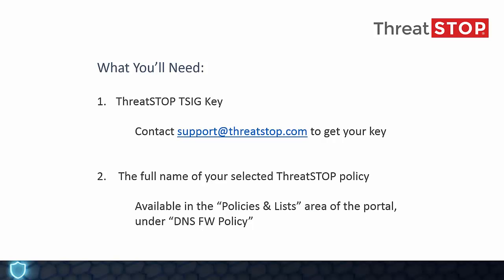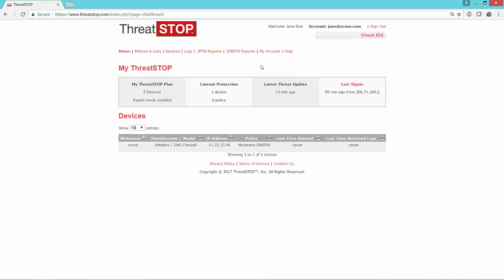To configure your Infoblox device for the ThreatSTOP DNS Firewall service, you'll need a couple pieces of information. The first is a ThreatSTOP TSIG key. You can request your trial TSIG key by contacting us at support@threatstop.com. You'll also need the full name of the security policy you selected in the ThreatSTOP portal. We selected this moderate DNS firewall policy.